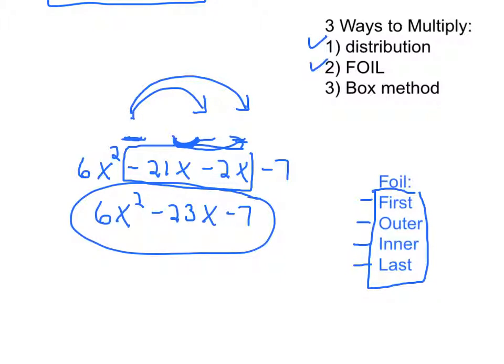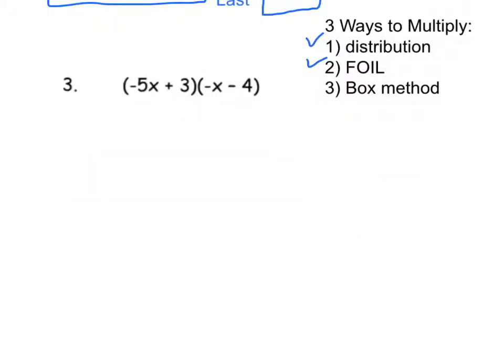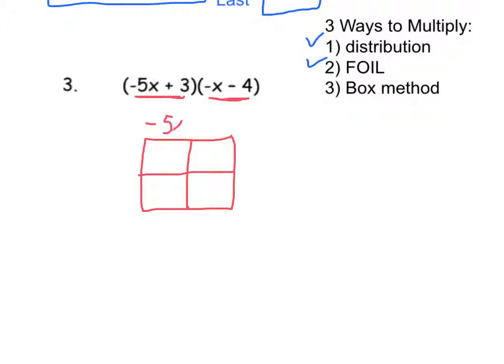Now I'm going to show you the last one, which is the box method. All right, so now for the box method. First of all, notice that I have 2 terms in the first polynomial and 2 terms in the second polynomial. So that means I'm going to create a 2 by 2 box here. So I'm going to take the first polynomial and I'm going to write it up here. So I put the negative 5x and then I put plus 3 and then I'd put the negative x minus 4.